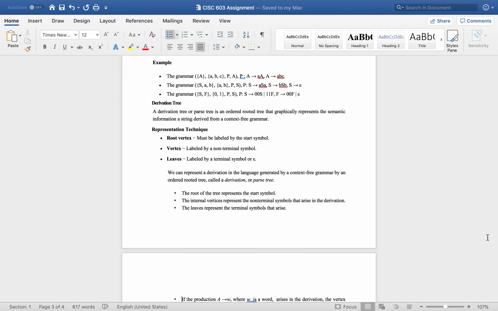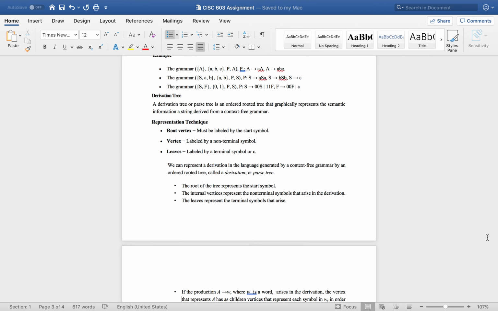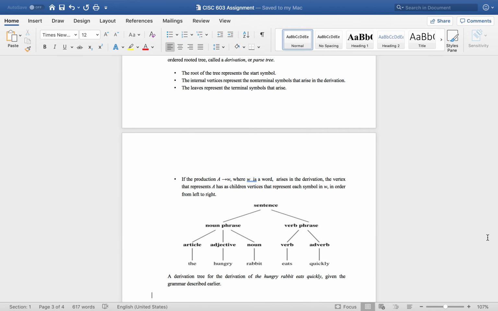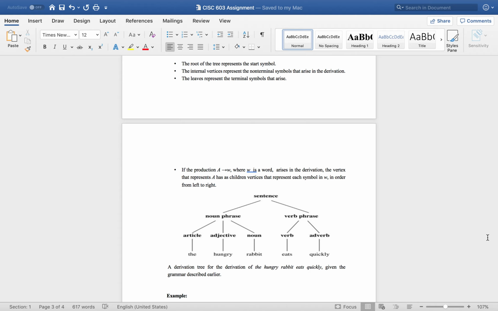After we discuss how the derivation tree looks, you can identify the different terminologies, like what is the root vertex, how it looks, what is a vertex and what are leaves. Next, if the production A produces W, where W is a word that arises in the derivation, the vertex that represents A has child vertices that represent each symbol in W in order from left to right.